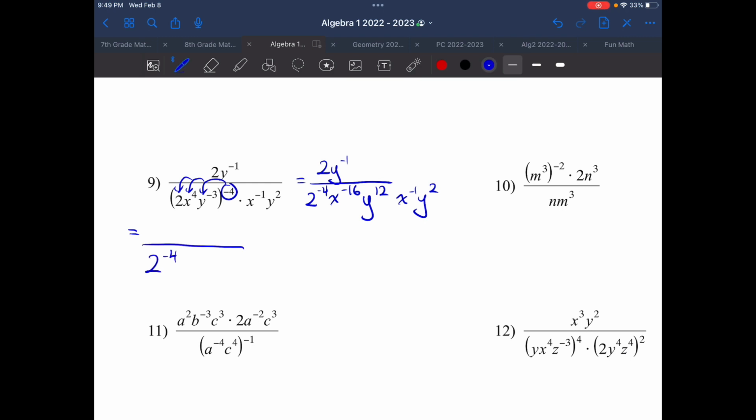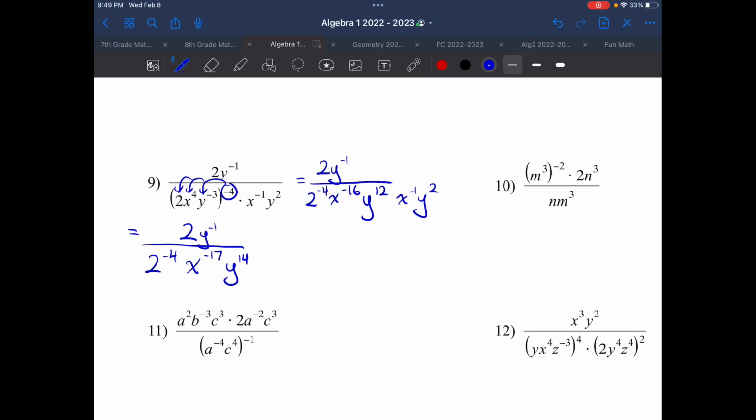2 to the negative 4, and then x to the power of, let's go ahead and add, negative 16 plus negative 1 is negative 17. Then I have the y's. I have 12 plus 2, which is going to be 14, so it's y to the power of 14. The numerator is still unchanged, 2y to the power of negative 1.